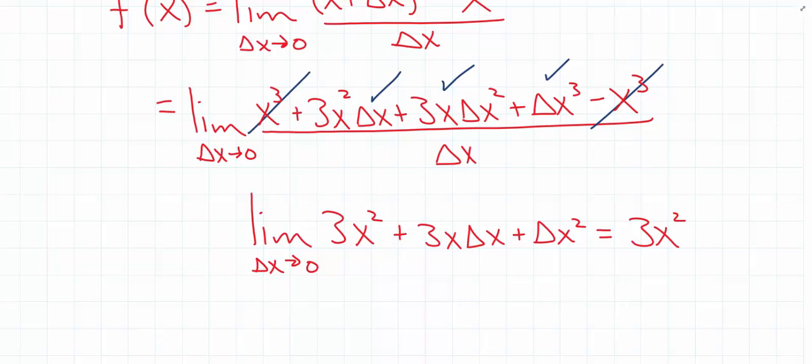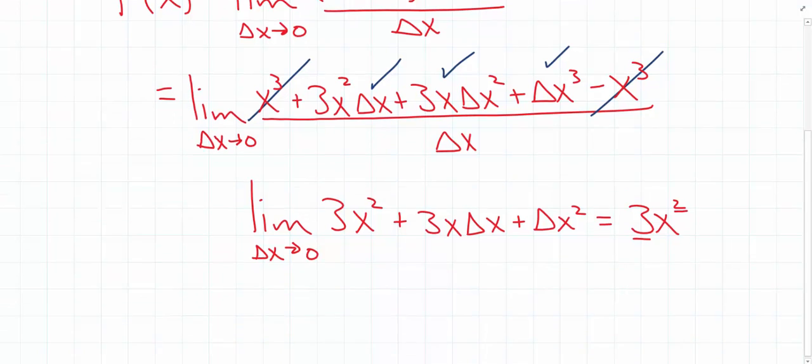Now realize we start off with x cubed, the derivative. Now look, we got a 3 here and a 2 there. So it's as though we brought the 3 out front and then reduced the exponent by 1 power. Okay?